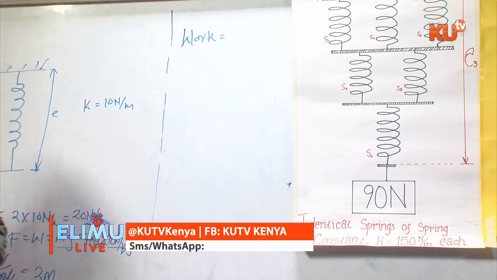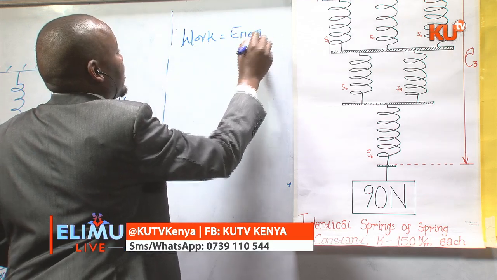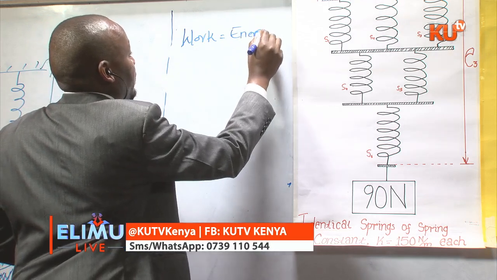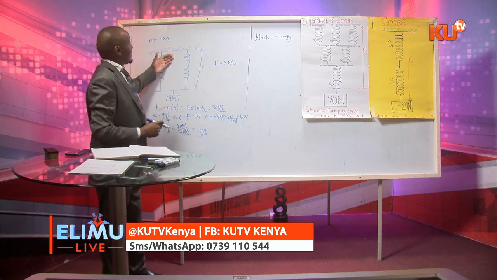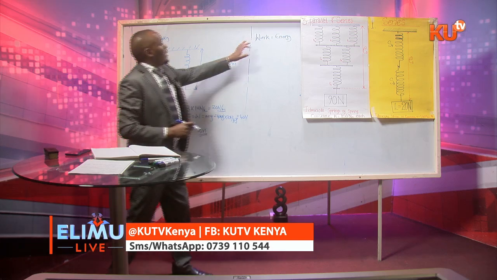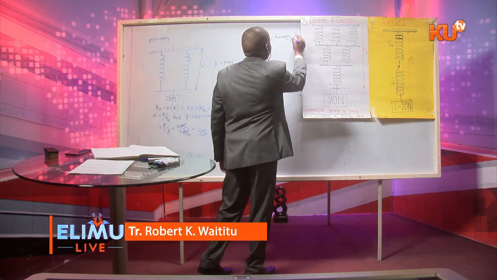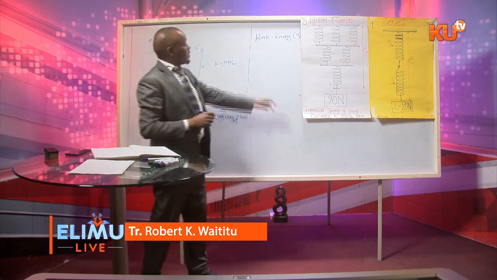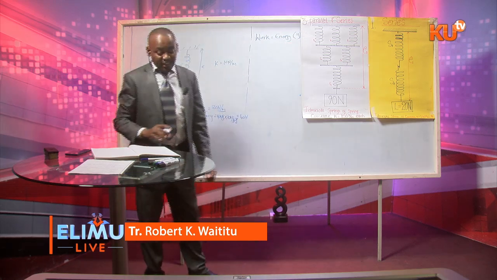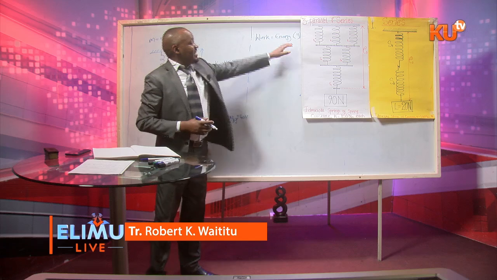Remember, many times we equate work to energy, and therefore, if this question was substituted and you were asked the energy of the springs, it will mean the same as work. The reason why we equate work to energy is because both have the same unit, joules. The symbol for the SI unit is capital J.